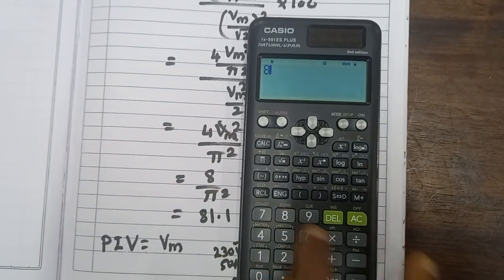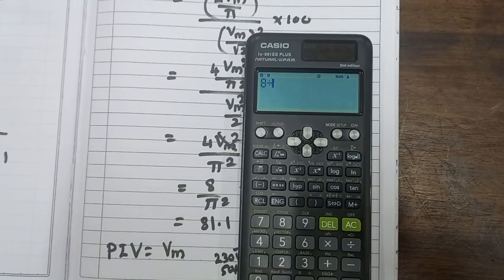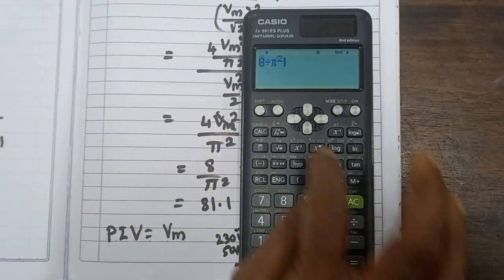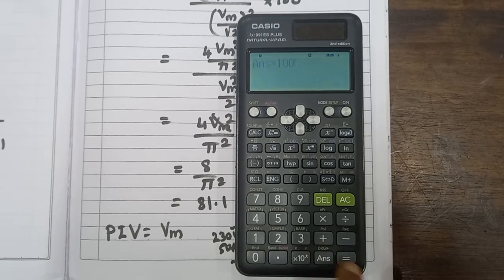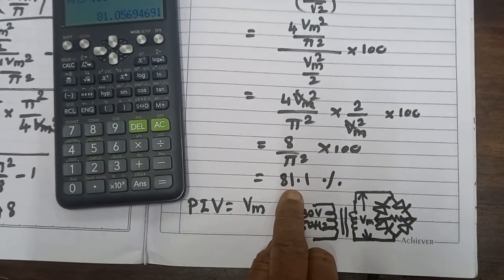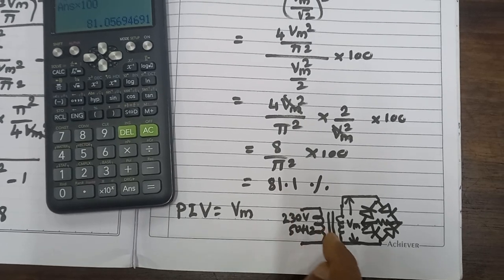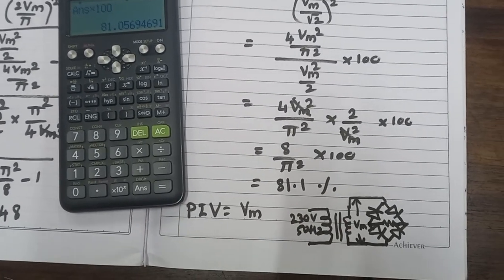8 divided by pi square, shift pi, square, into 100. So the answer is 81.05. I have rounded it to 81.1 percentage.